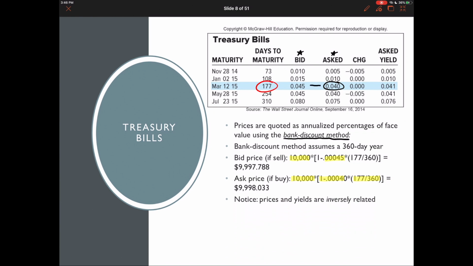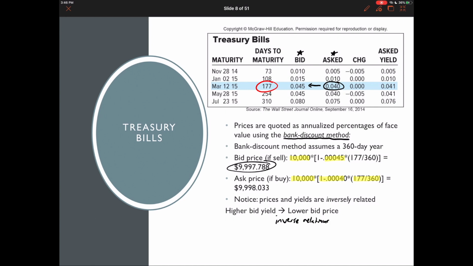As our yield went from 0.04% up to 0.045%, the price actually went down from $9,998 down to $9,997. And so understand that the higher the bid yield, the lower the bid price. So once again, we have this inverse relationship.